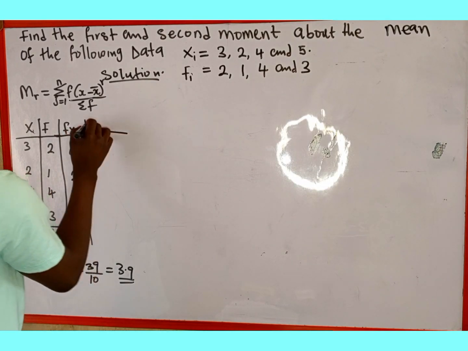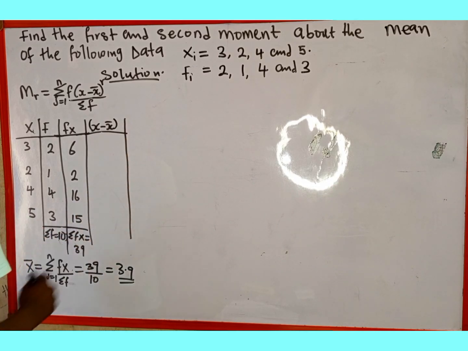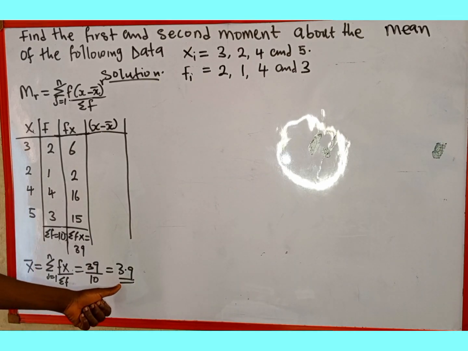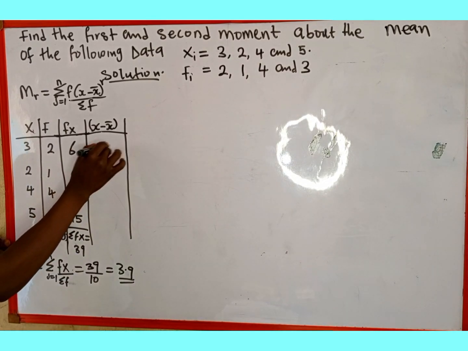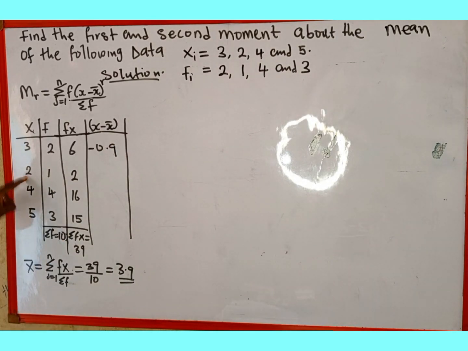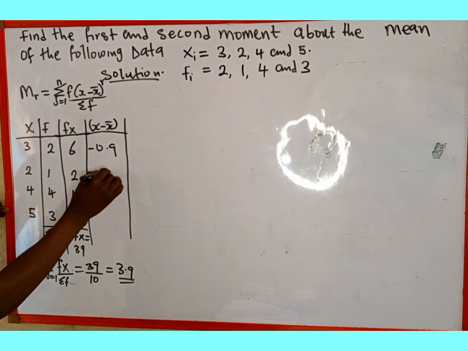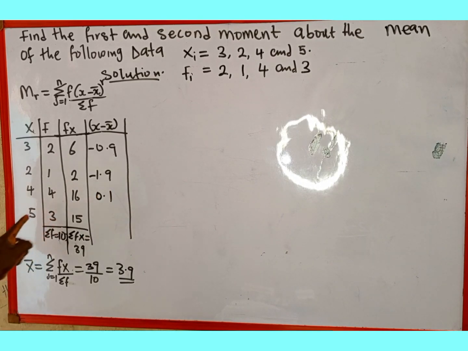So the next column we are going to get is x minus x bar. What x minus x bar means is we take x, then subtract x bar from it, and x bar is 3.9. So 3 minus 3.9 is going to give us minus 0.9. The next one is 2. 2 minus 3.9 is going to give us minus 1.9. The next one is 4. 4 minus 3.9 is going to give us 0.1. And the next one is 5. 5 minus 3.9 is going to give us 1.1.